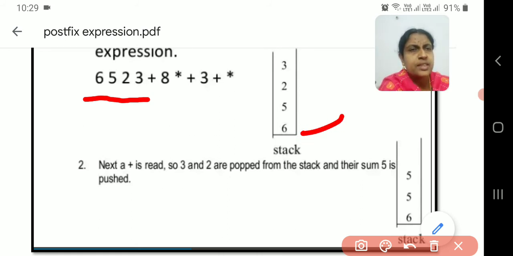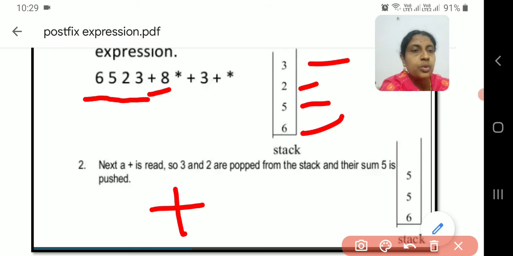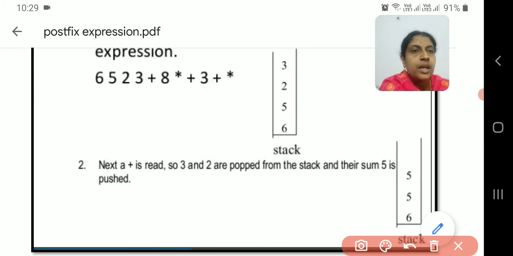First enter 6, then push 5, push 2, push 3. Finished. Next I have to enter plus. When we get to do plus, what is the condition? The last two values have to be popped out. So the last two values, 3 and 2, have to be popped out. So it will be 3, 2.